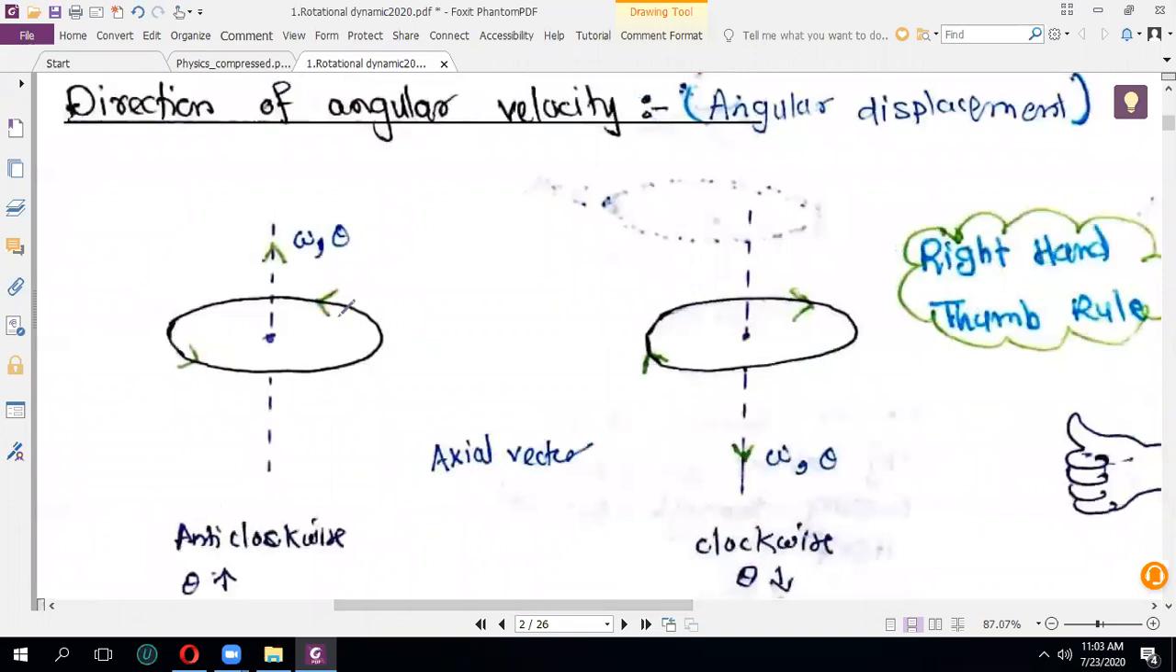Very easy. If the object motion is in anti-clockwise direction, then the direction of angular velocity and angular displacement is always upward. If the motion of the object is clockwise direction, then the direction of velocity and displacement is downward. Simple. This rule we are finding with the help of the right hand thumb rule. Okay.